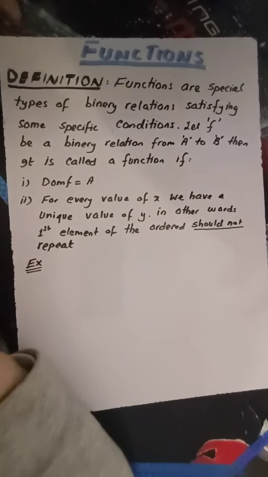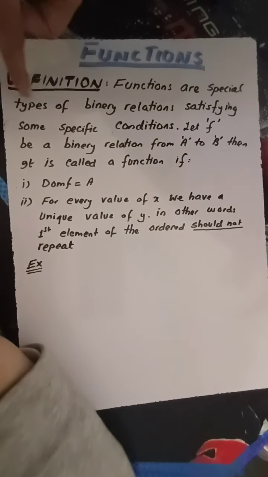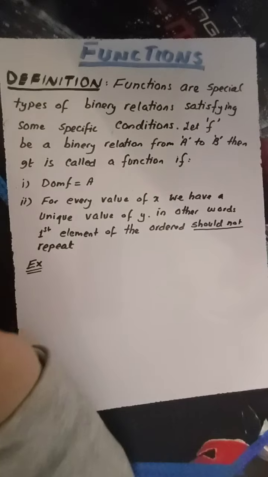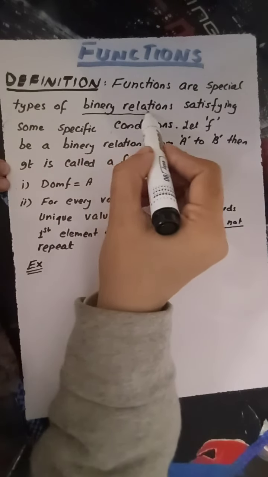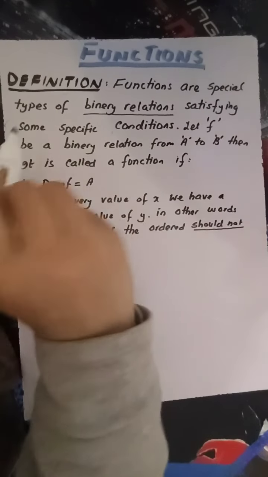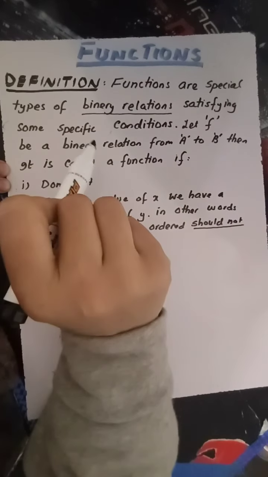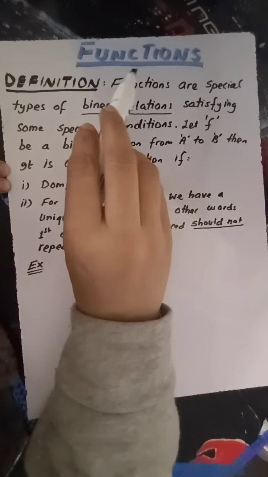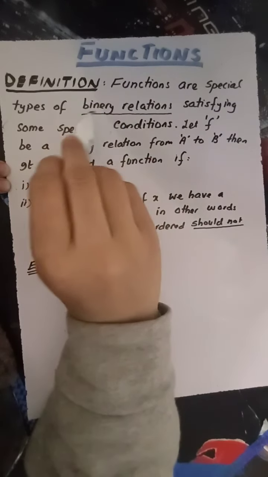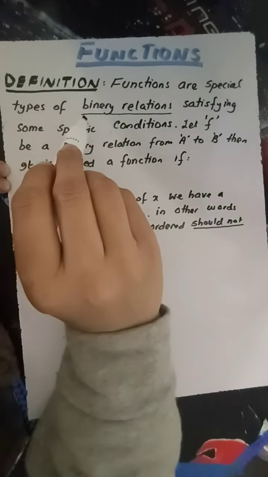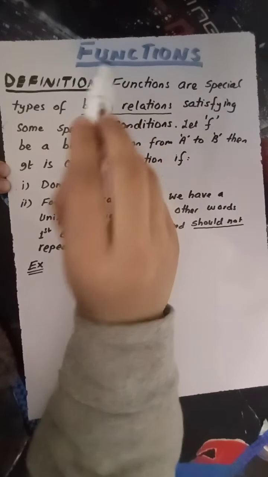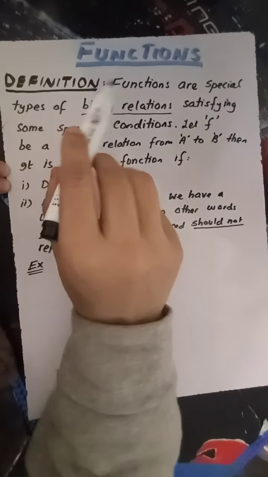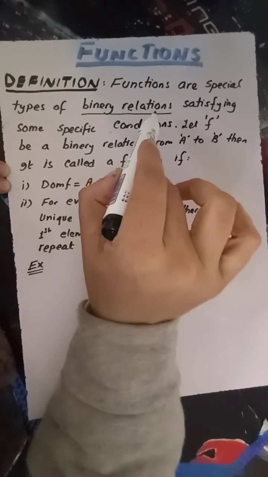In today's lecture, we are going to study functions. The definition of a function is that functions are special types of binary relations. It means that functions are basically binary relations satisfying some specific conditions. So a function is not a new concept, it is just a binary relation, but having some special feature makes it a different concept.